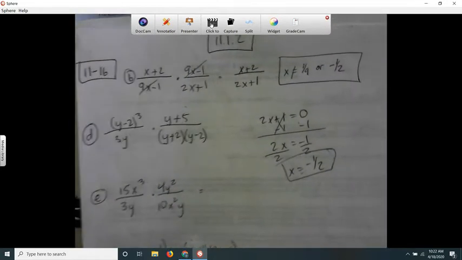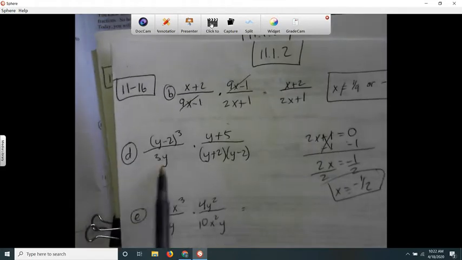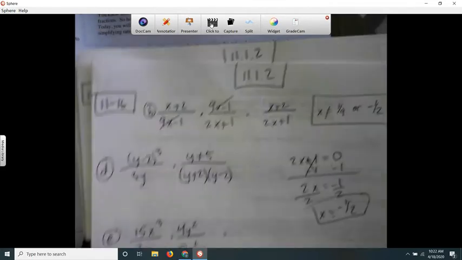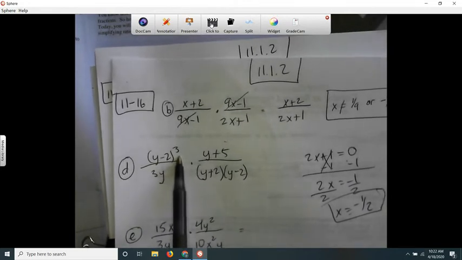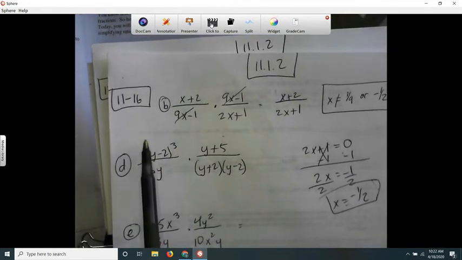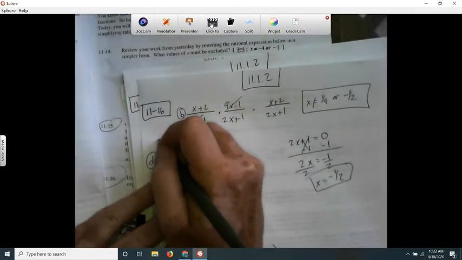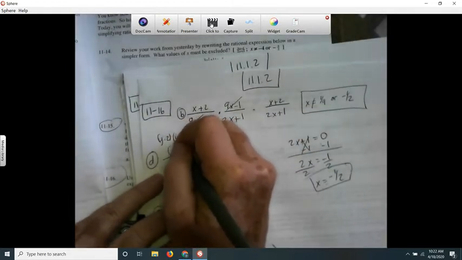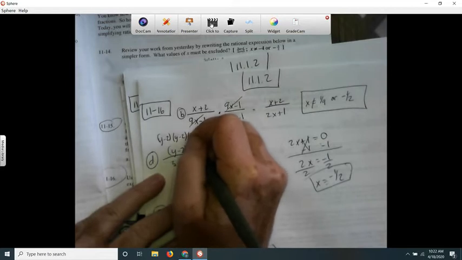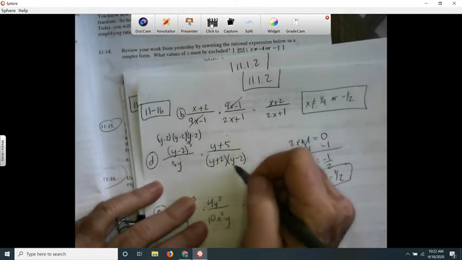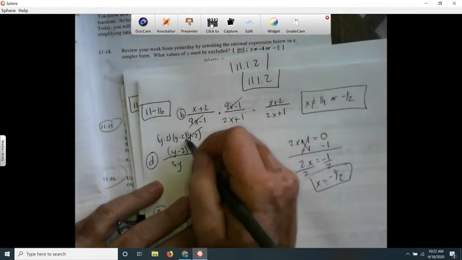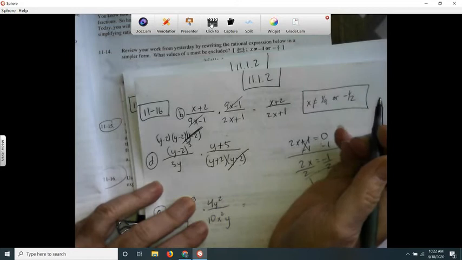So then letter D was a multiplication problem. I wrote that down because I thought it was interesting, because this is y minus 2 to the third. That means it's y minus 2 times y minus 2 times y minus 2. And that tells me that I can cancel out one of the factors of y minus 2.